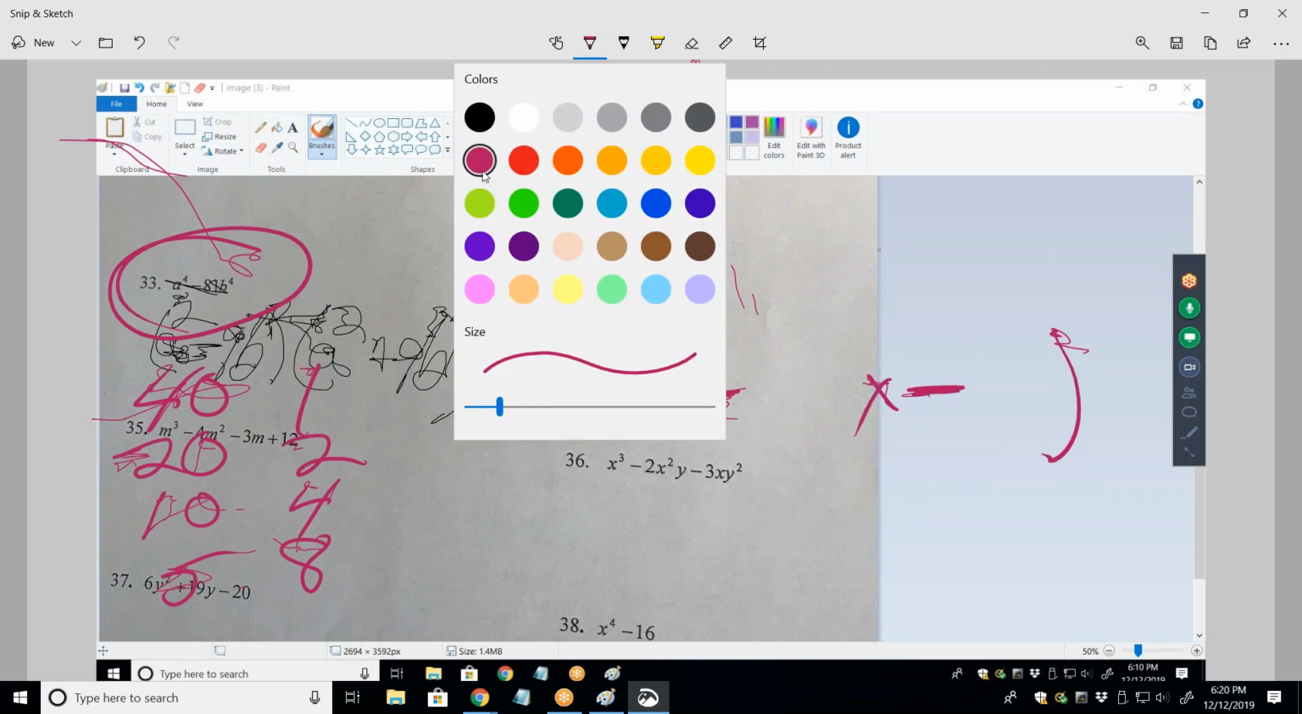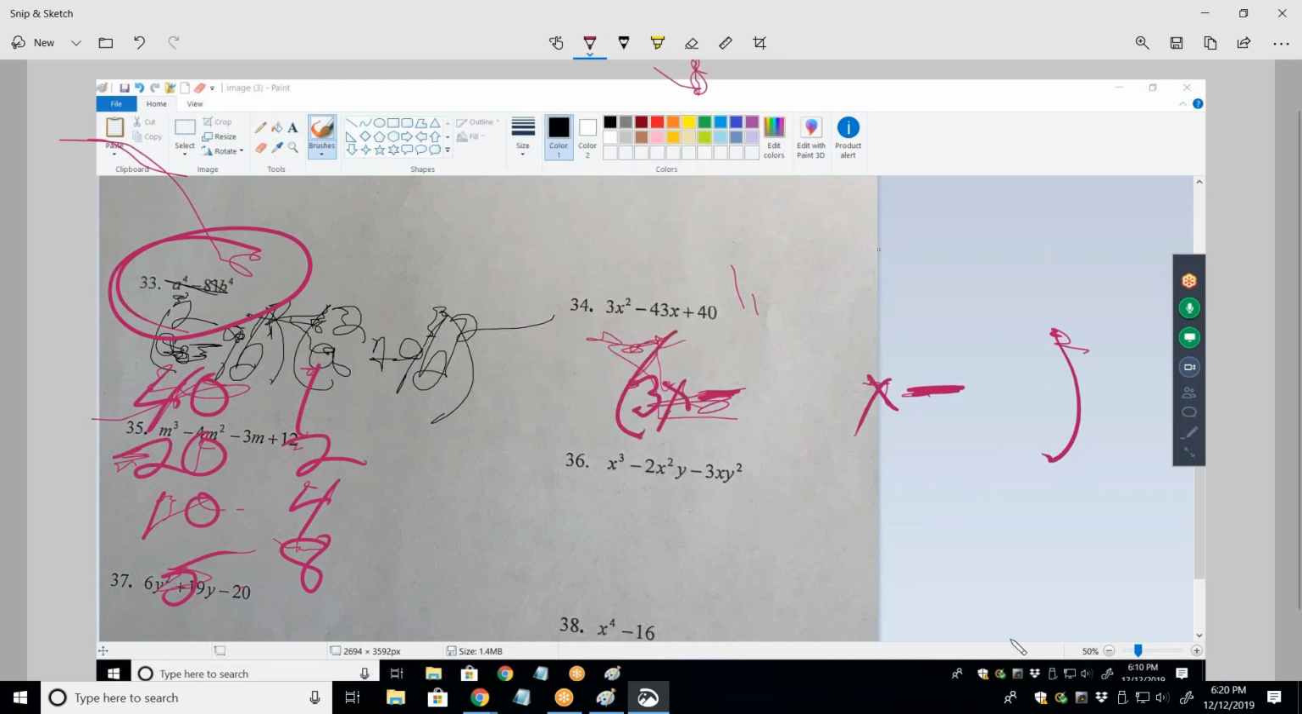Well, clearly, if I put the 40 on the far right, it's going to multiply the 3, right? That's going to give me 120, so let's not even try that. But let's try it there. When I put it on the left, it only multiplies the 1x. Now what's my middle term? Negative 43. Perfect. That's our answer.